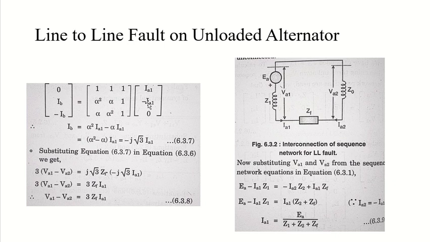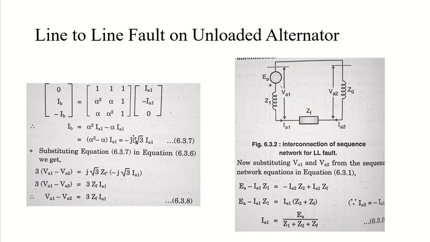Based on that we will be finding the value of IB. Whenever we do the math and calculate the value for IB, you will get alpha square into IA1 minus alpha into IA1. That will be the value of your IB. Now we will take IA1 common and we will be left with alpha square minus alpha. I already told you the value of alpha square minus alpha is minus j into root 3. So we will put it over here, and there you have it, the value of IB.